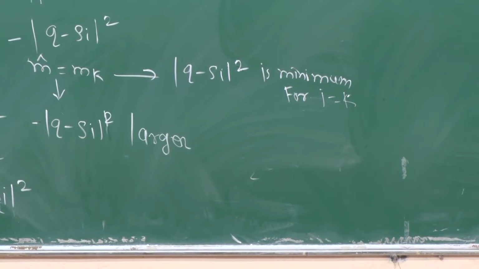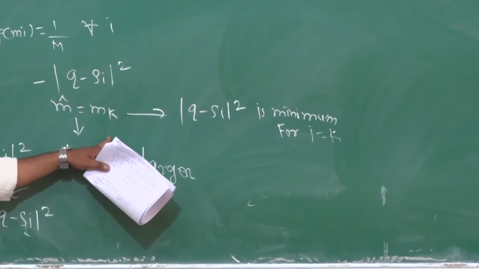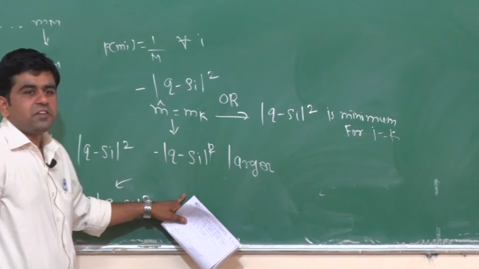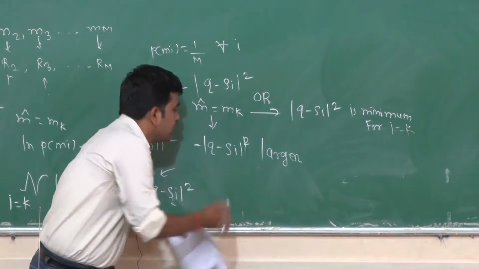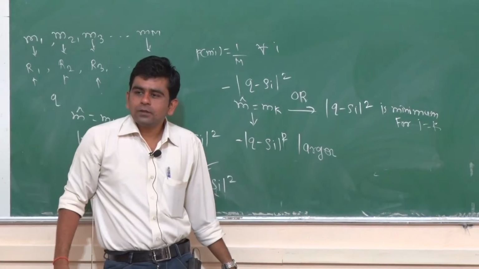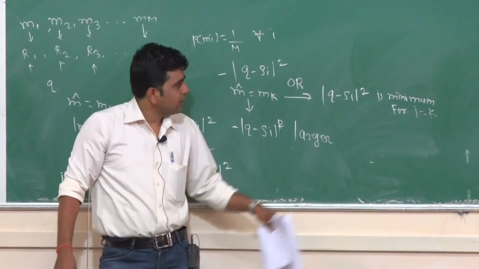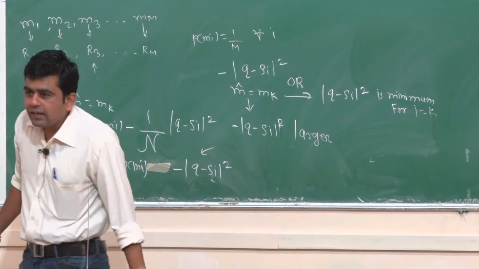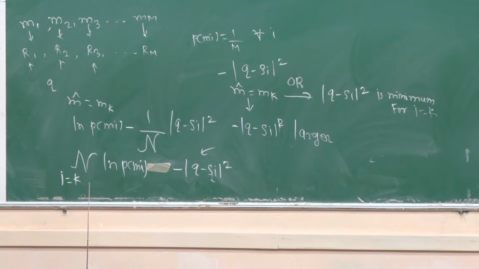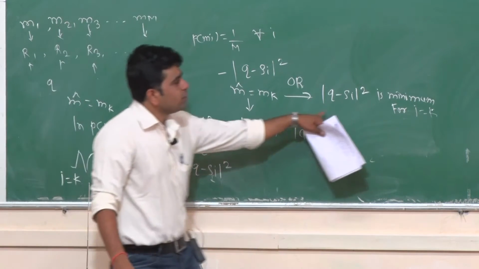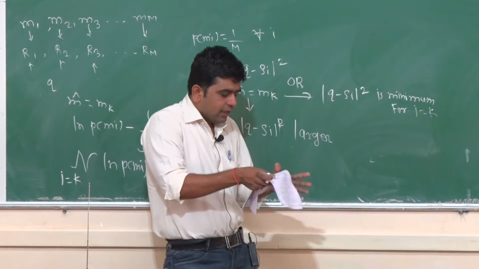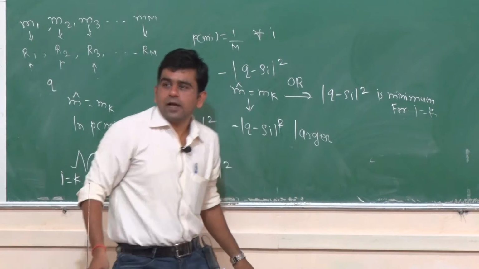This point is clear? To get the correct decision, from this decision rule we can see that minus |q minus si| maximum is equal to |q minus si| square being minimum. Is it clear? Due to this minus sign, we are going to say that it is larger. When we remove this minus sign, this becomes smaller. And this is the distance between q and si.